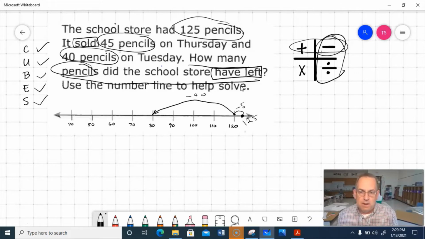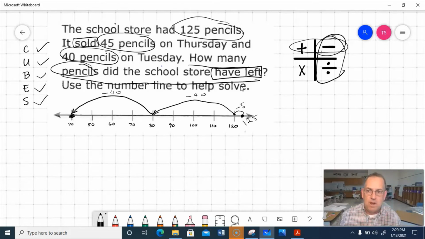And then on Tuesday, they sold 40 more pencils. So I'm going to jump back 40 more, all the way to 40. That's minus 40 again. And that should be how many pencils they have left right there, which is 40.